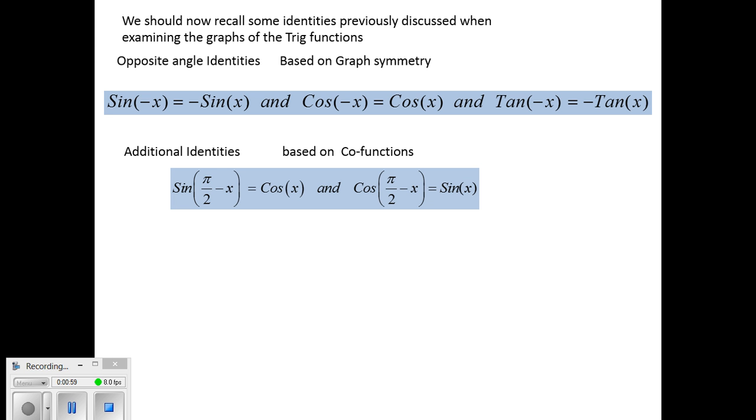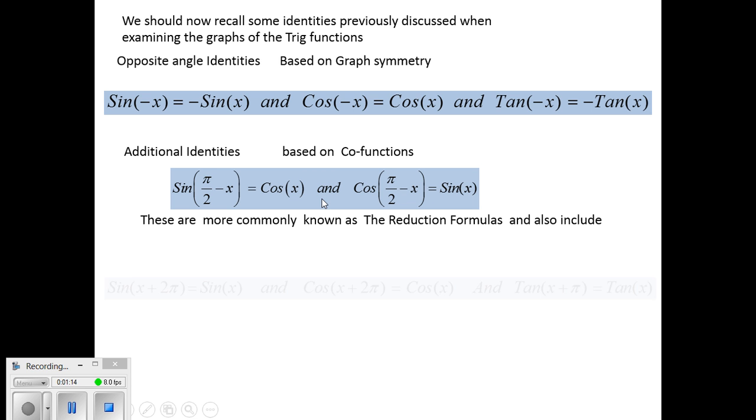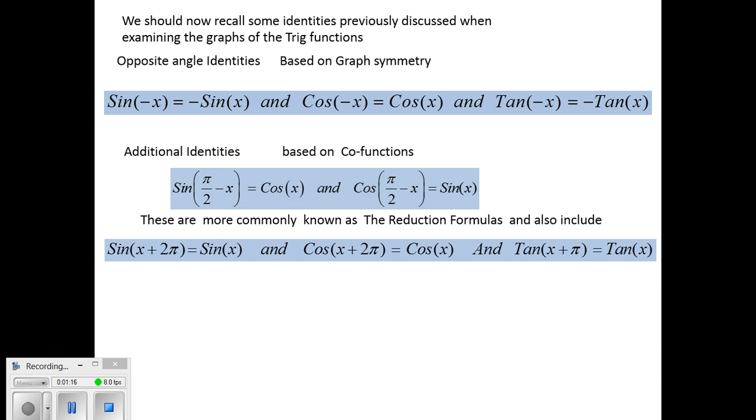Either way, the sine of pi over 2 minus x is the cosine, and cosine of pi over 2 minus x is the sine. We'll use those. We're calling on a bunch of these to develop some of our new identities. These are identities that have had light shed on them because of the periodic nature. You're just shifting the function by its wavelength, so it comes right back onto itself.